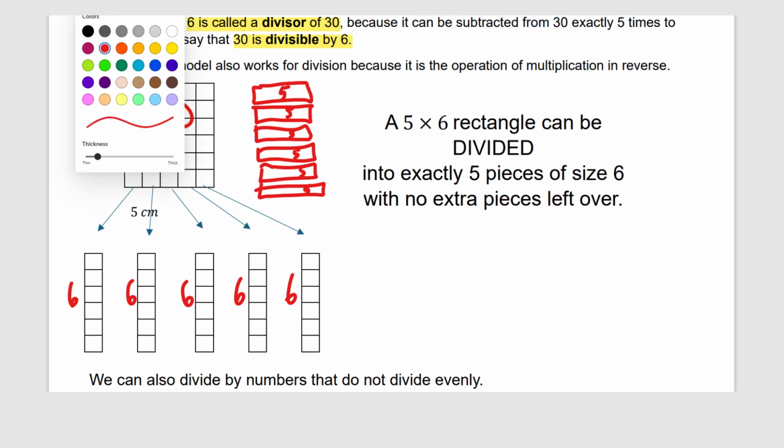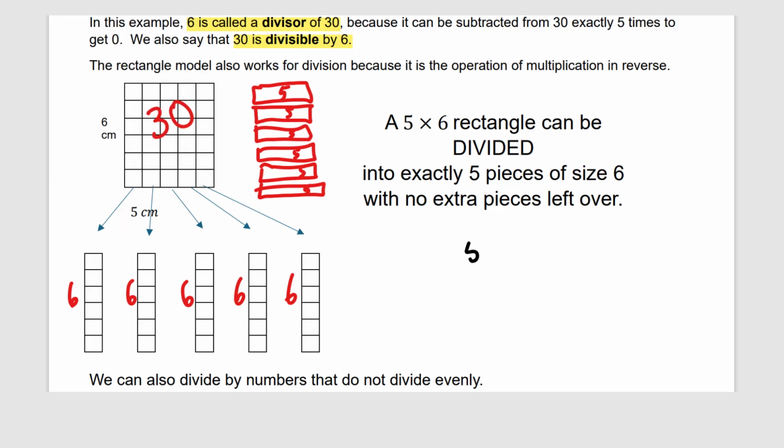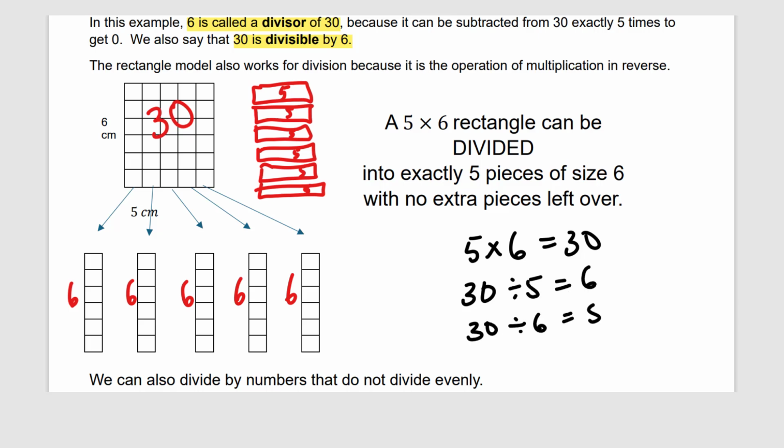Notice how you may have heard of fact families. 5 times 6 equals 30, 30 divided by 5 is equal to 6, and 30 divided by 6 equals 5 are sometimes referred to as a fact family. They're really describing the same relationship, just written with different notations.